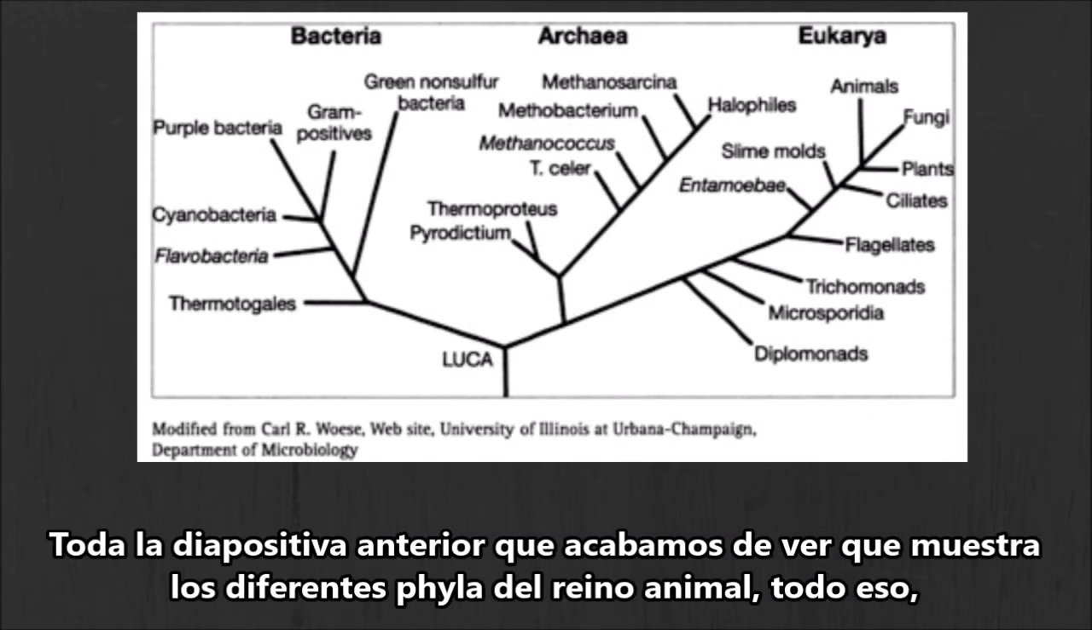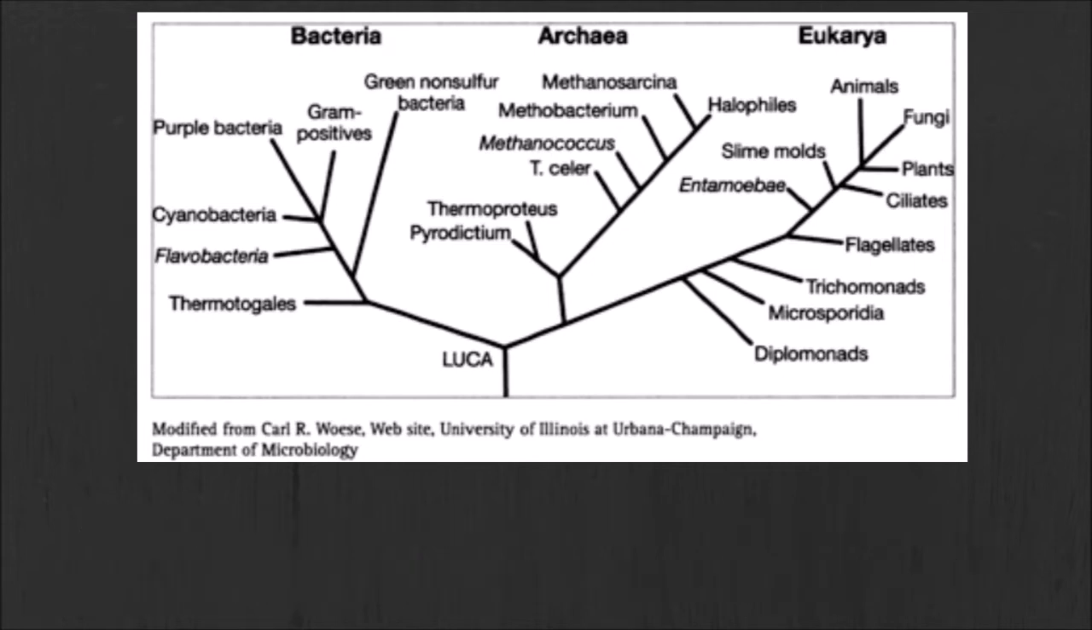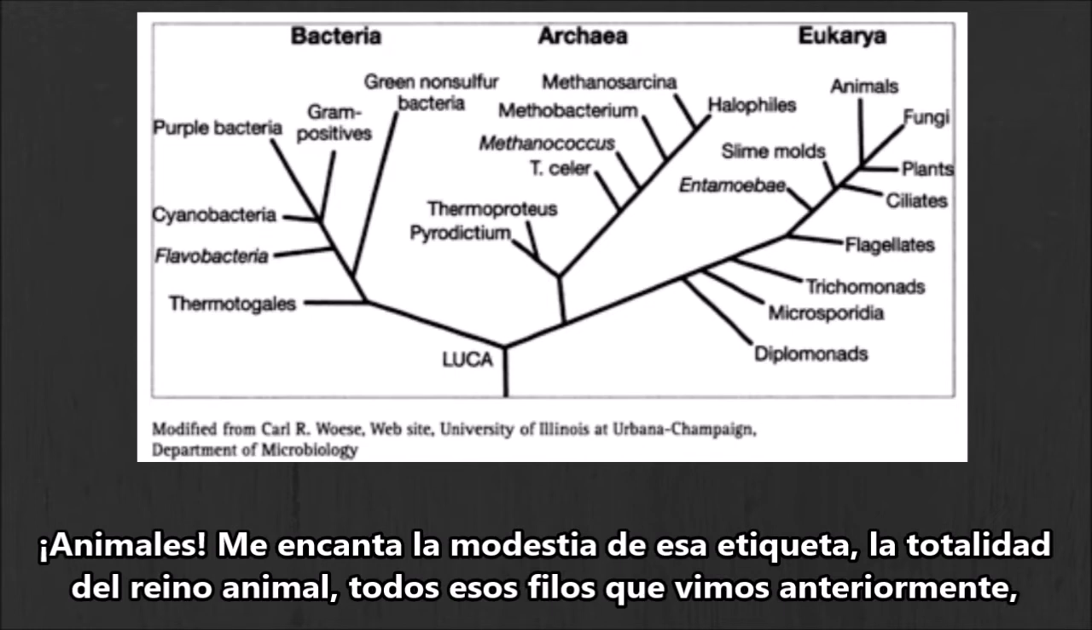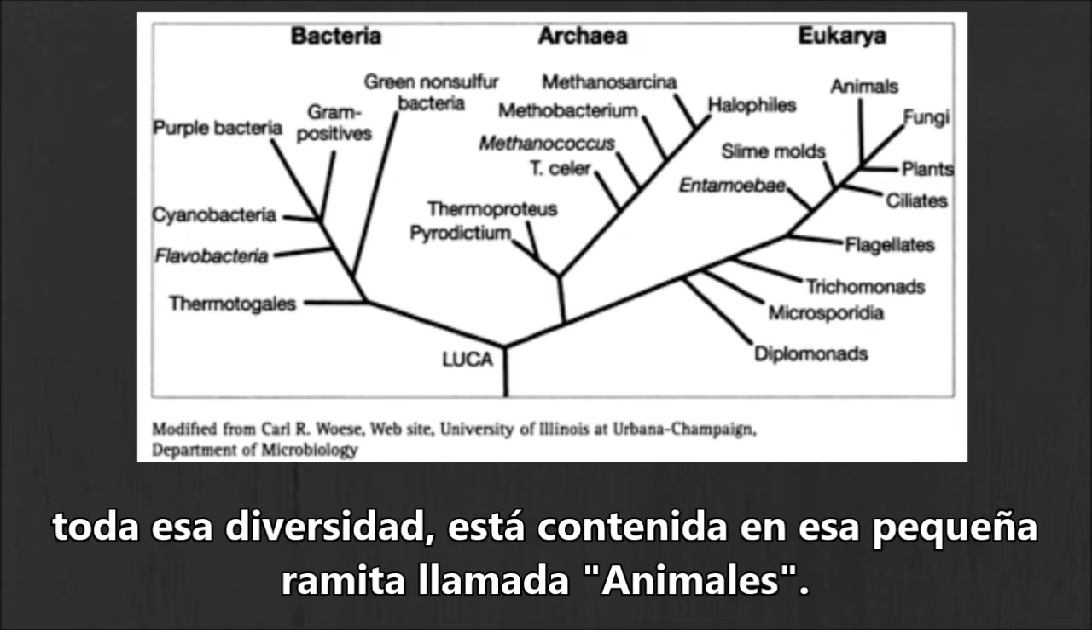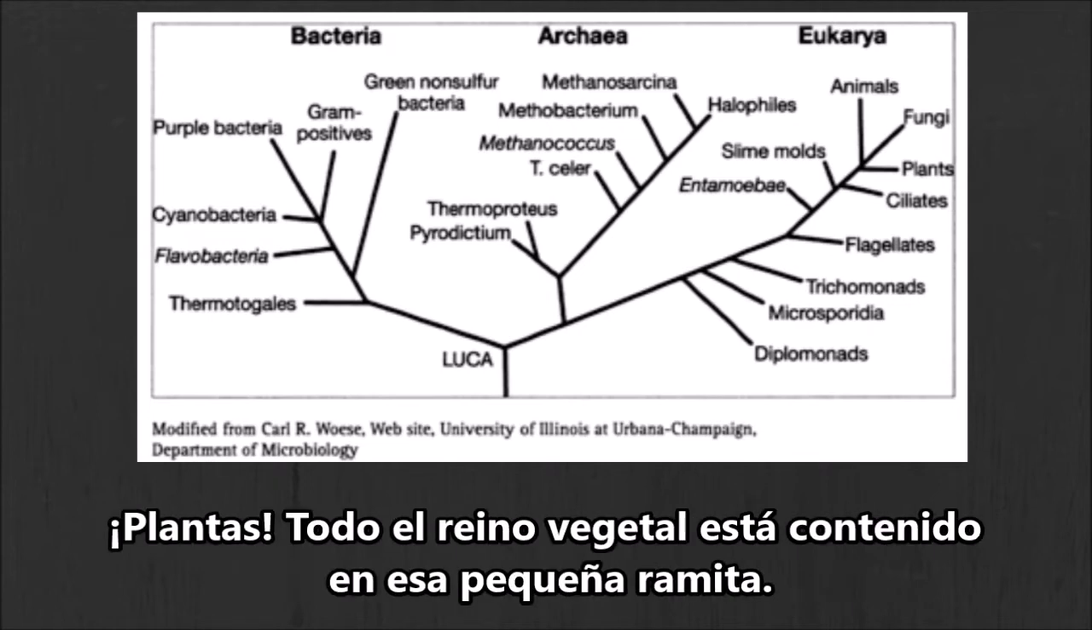The whole previous slide that we just looked at, showing the different phyla of the animal kingdom, all of that is contained on the little twig of that right-hand branch under eukarya where it says animals. Animals. I love the modesty of that label. The whole of the animal kingdom, all of those phyla that we previously saw, all of the diversity is contained on that little twig called animals. And notice slightly to the right of that twig is another twig labeled plants. The whole of the plant kingdom is contained in that little twig.